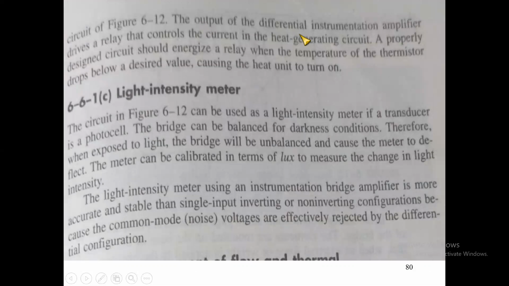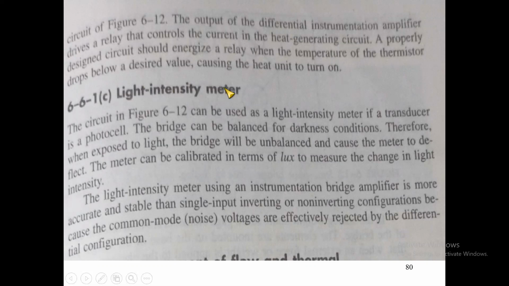The output of the differential instrumentation amplifier drives a relay that controls the current in the heat generating circuit. A properly designed circuit should energize a relay when the temperature of the thermistor drops below a desired value. So if the temperature of a thermistor drops below a desired value, the relay is energized, causing the heat unit to turn on, so that again the temperature will go on increasing.